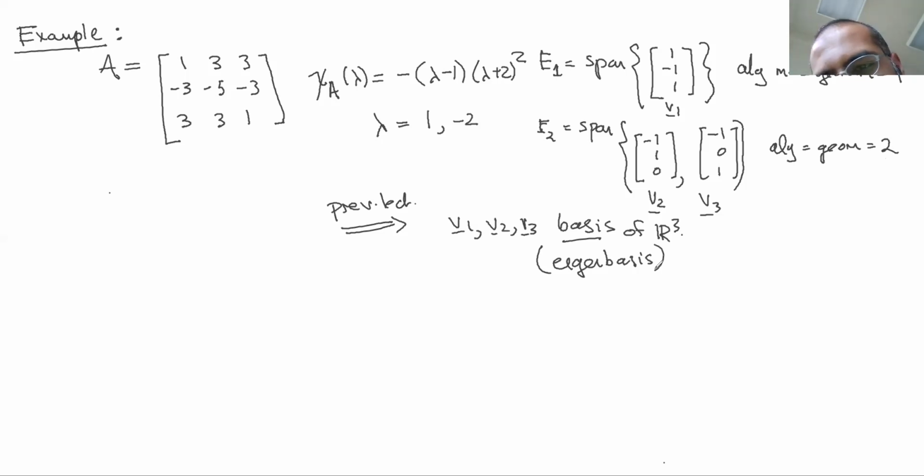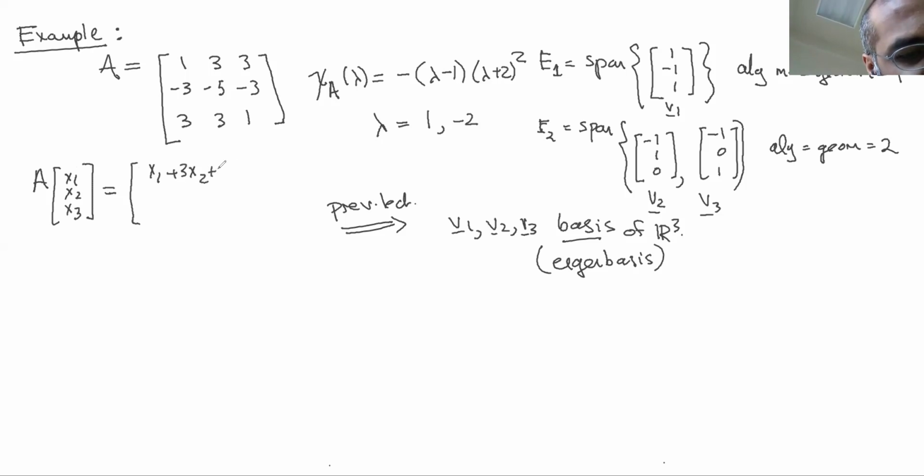Now, let's see what happens if we write. So this is a complicated matrix, right? A. If you look at what Ax is, so if you multiply A by some vector x1, x2, x3, it doesn't have this nice property the previous one had, right? You get x1 plus 3x2 plus 3x3, minus 3x1 minus 5x2 minus 3x3, etc. So in particular, what A actually does to the vector is not so clear, right? Because the coordinates interact.